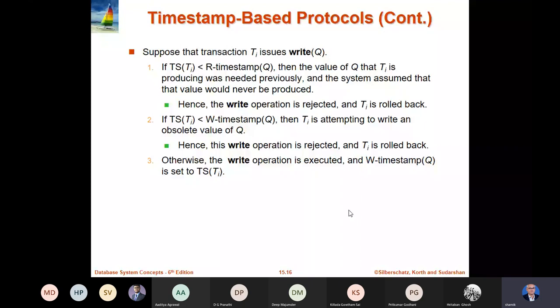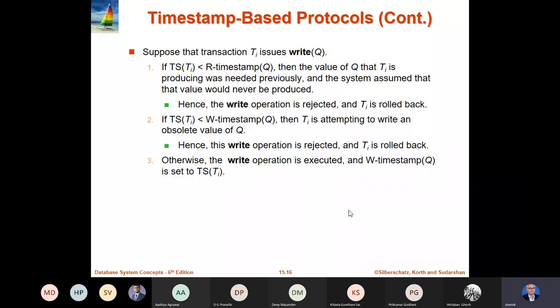So the value which it is going to write was supposed to be read by a transaction which was coming later, but that transaction already went ahead and successfully read the value of Q and had also updated the read timestamp of Q. Hence this transaction Ti, when it is trying to write the value of Q, is already stale.